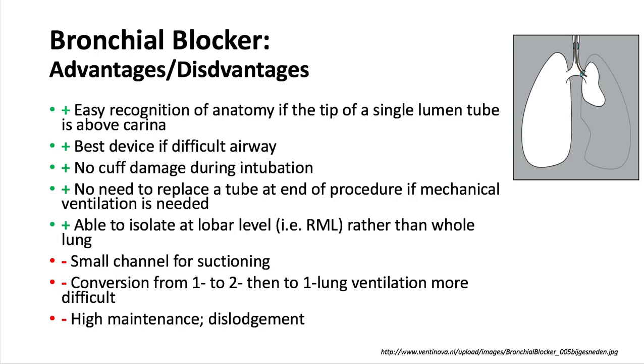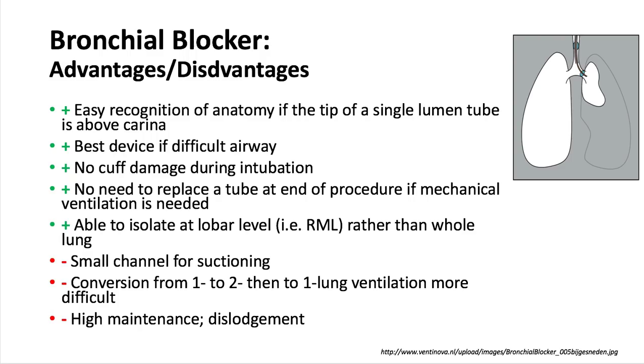Bronchial blockers are one way to obtain one lung ventilation. There are some advantages and disadvantages. The advantages are shown in green here and the disadvantages shown here in red. The picture shows a bronchial blocker going down through an endotracheal tube out into the left mainstem bronchus and collapsing the left lung in the picture on the top right.